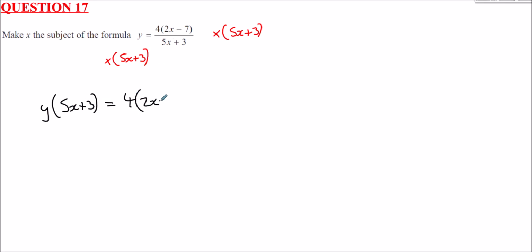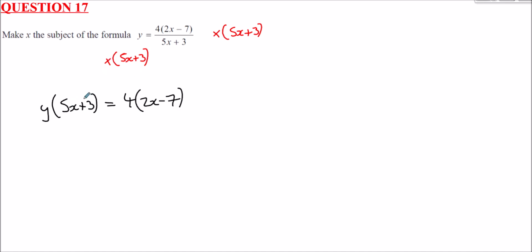Question 17, we need to change the subject. So we need to make x the subject of this formula. That means I need it in the form x on its own equals whatever. So if x is the subject, the subject is never going to be in a fraction. So what we can do here, first of all, we need to get rid of this denominator. Best way of doing that would be to multiply both parts of this by 5x plus 3. So that's our first step. So we'd then get y multiplied by 5x plus 3 equals 4 lots of 2x minus 7.